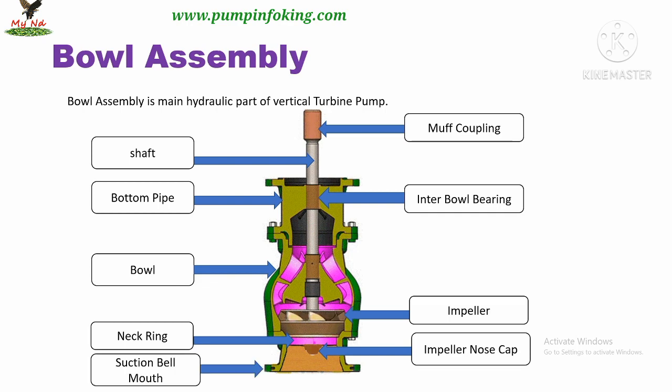Next one part is the suction bell mouth. Suction bell mouth is the end part of the vertical turbine pump. Main function is to raise intake fluid area and reduce the friction and velocity. These are the main parts of the bowl assembly.